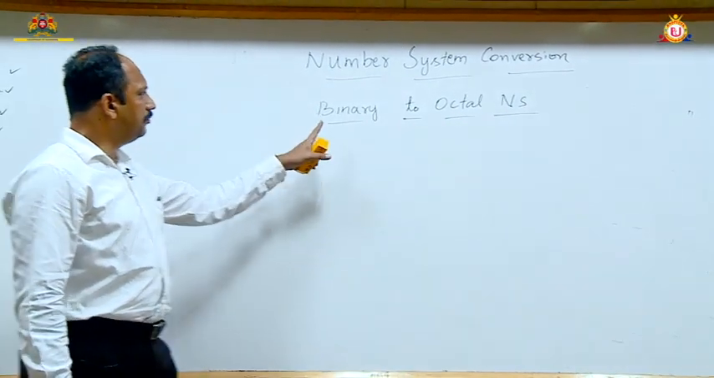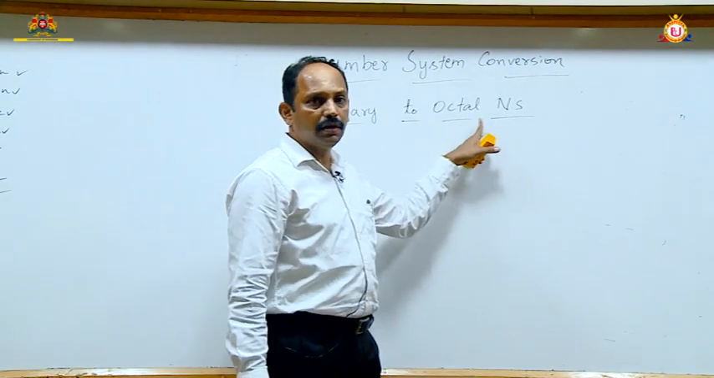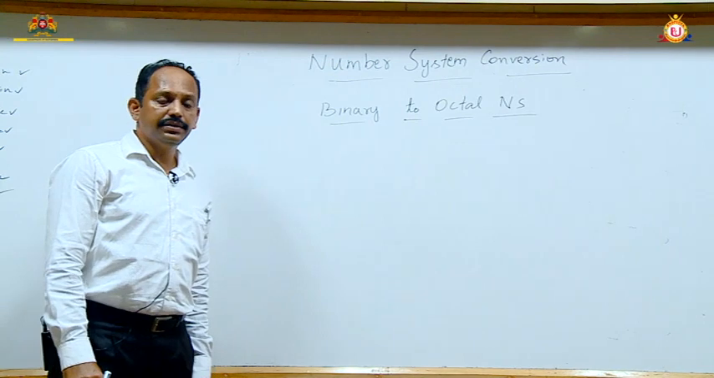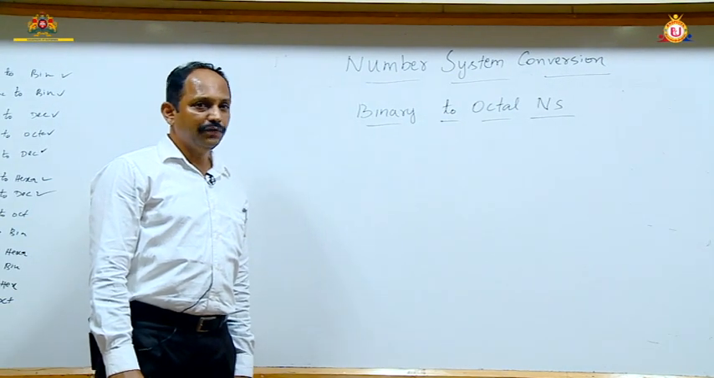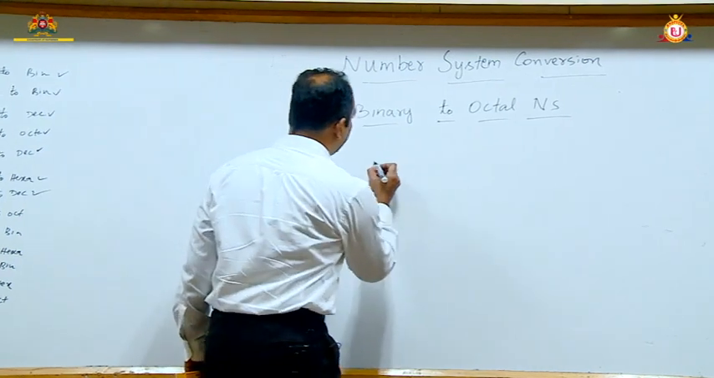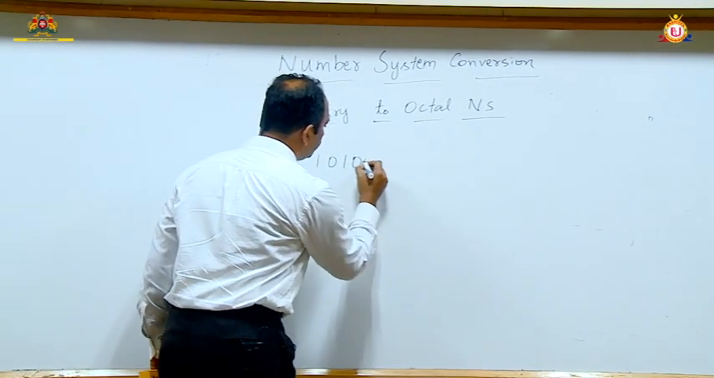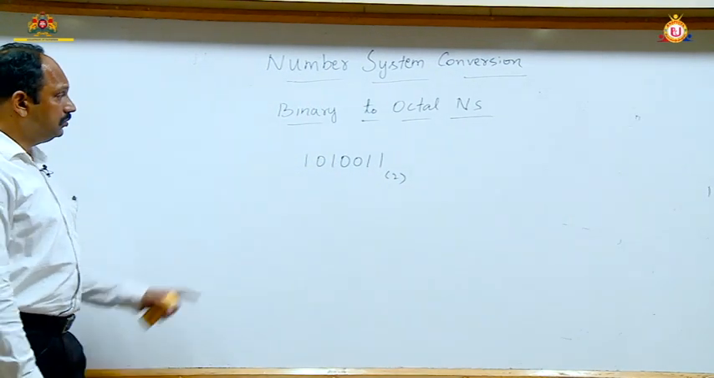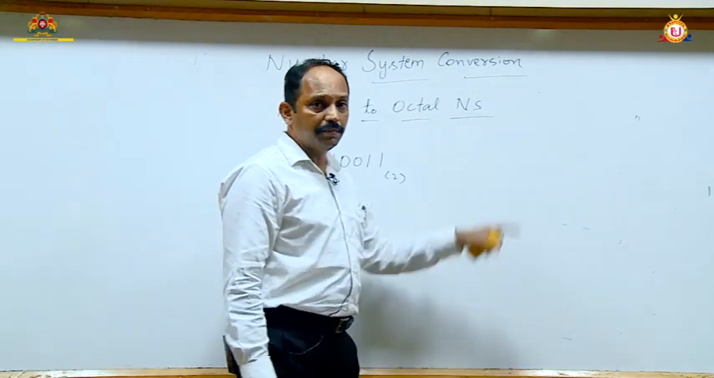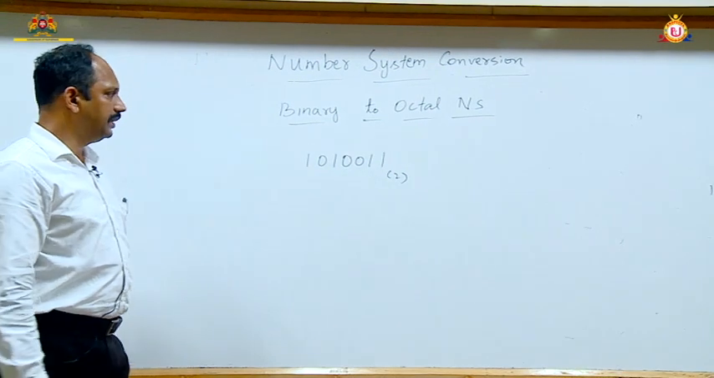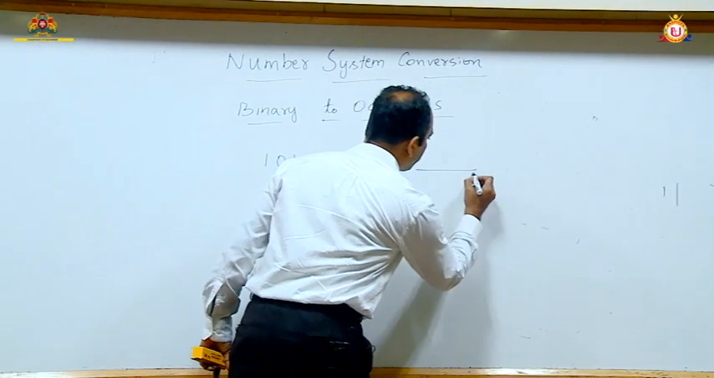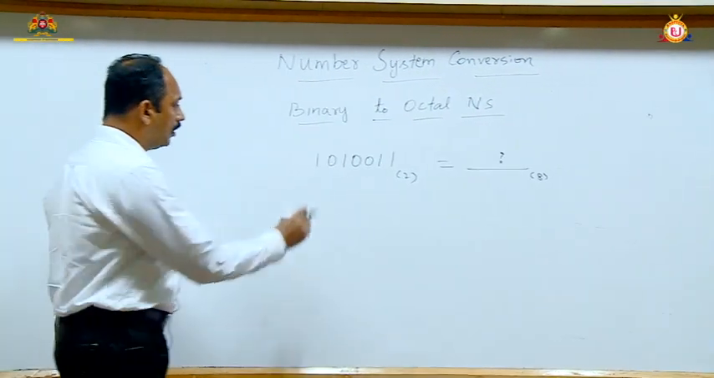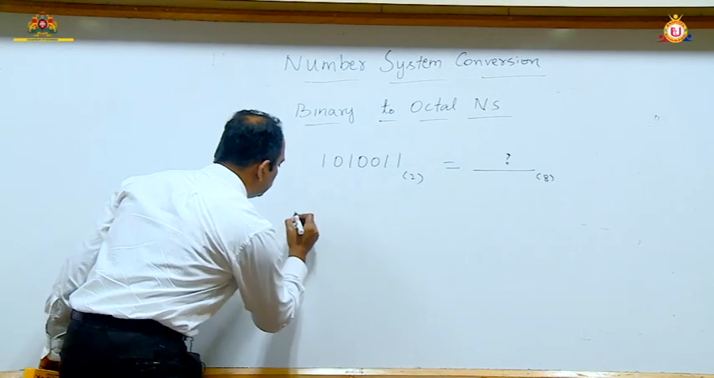Now let us see how a binary number is converted into the octal number system. Here I am showing you a very simple shortcut method. Carefully observe. An example can be taken. The example is, say, 1010011, the binary number. How is this number converted into the octal number system? A very shortcut method. Now look at the binary number.